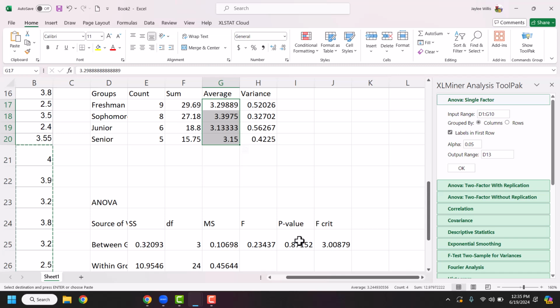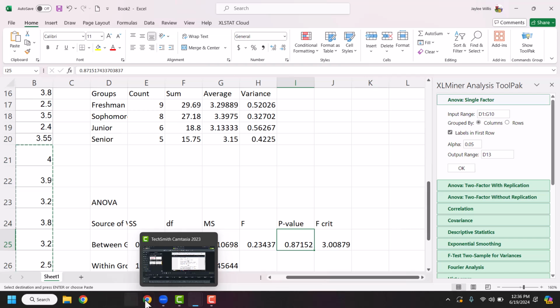But the p-value is telling me that it's 87% likely that the differences between these averages were just due to chance. And so since this p-value is not less than 5%, that tells me that I will not reject my null hypothesis. And for the data that I collected, it looks like the GPAs are about equal, regardless of which level of school you're in.